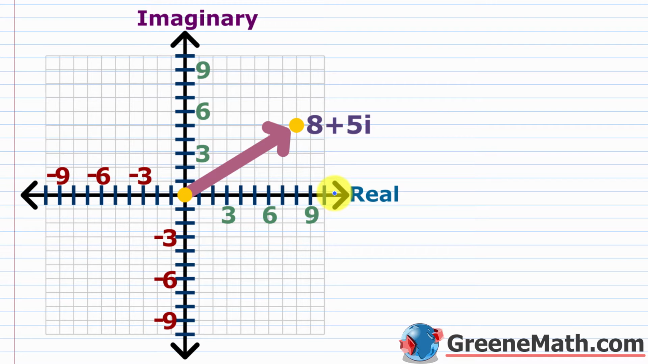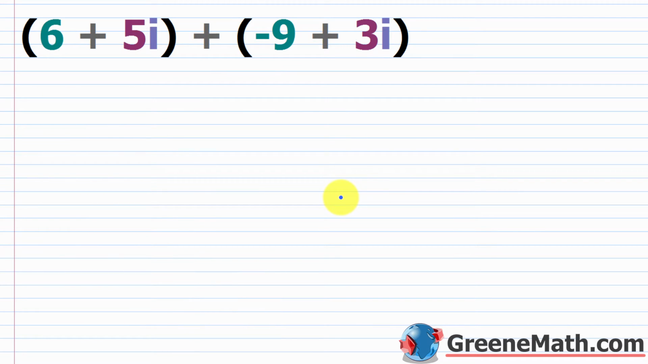So this would look something like this. Your initial point is at the origin, so right there. Your terminal point is at 8 plus 5i, so again, you're just going 8 units to the right and then 5 units up, and you have a directed line segment or a vector. So this is how we're going to show this 8 plus 5i when we're asked to graph it as a vector. All right, so now let's use the fact that we can graph a complex number as a position vector to show the sum of two complex numbers graphically.